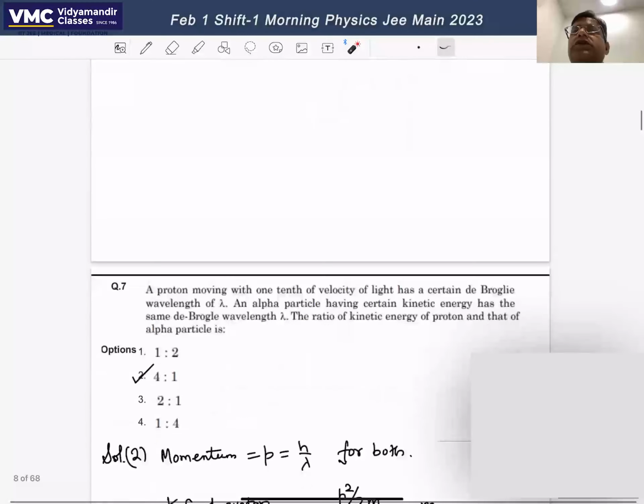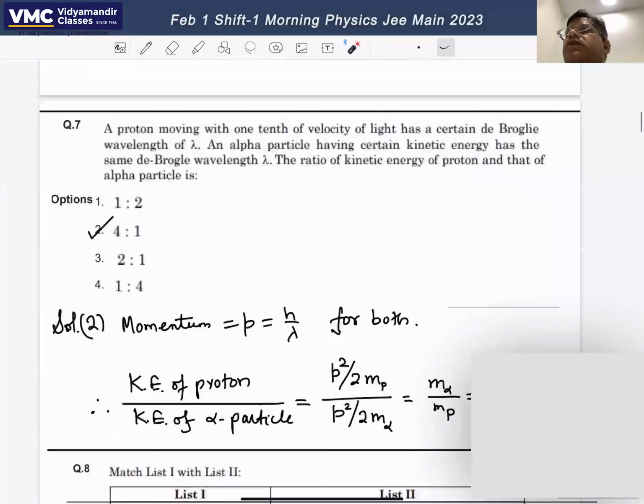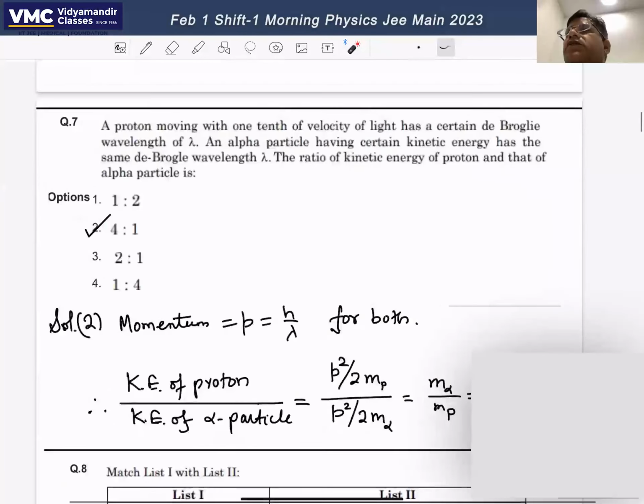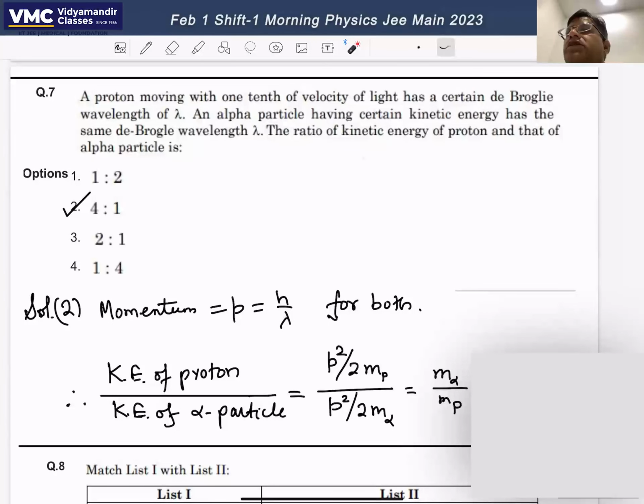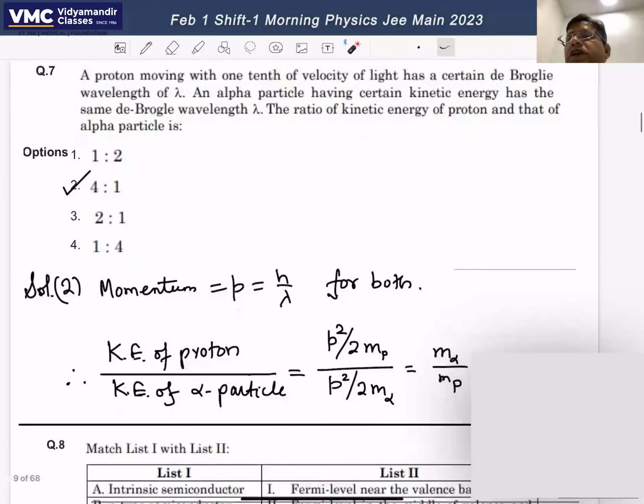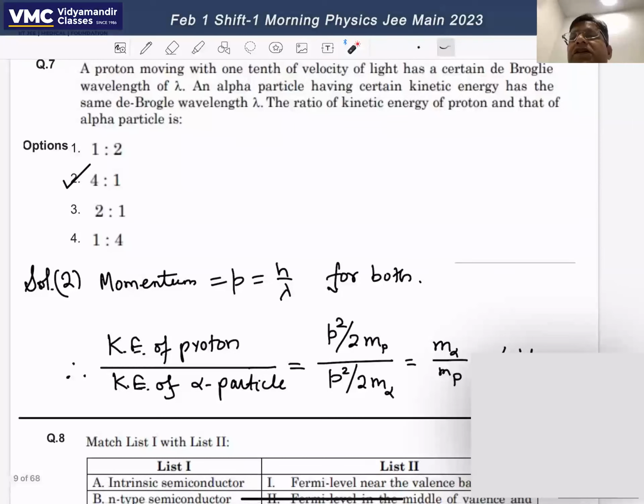In question number 7, a proton moving with 1/10 of the velocity of light has a certain de Broglie wavelength lambda. An alpha particle having certain kinetic energy has the same de Broglie wavelength lambda. The ratio of kinetic energy of proton and that of alpha particle is asked. As the de Broglie wavelengths are the same, both have the same momentum, h by lambda. And kinetic energy of a particle is defined as p square by 2m, where p is momentum.